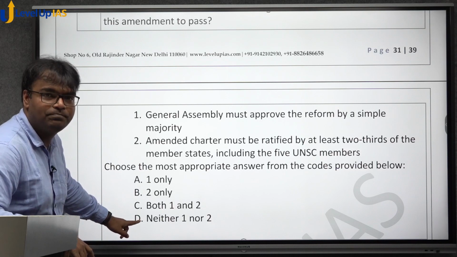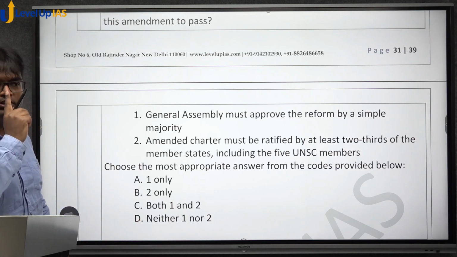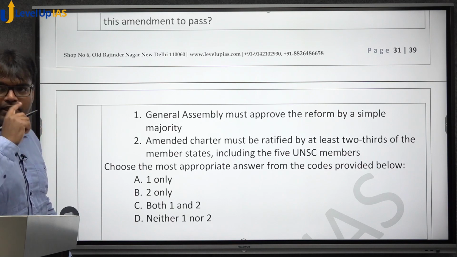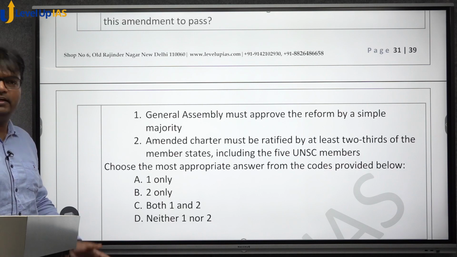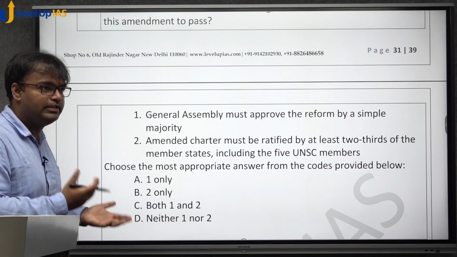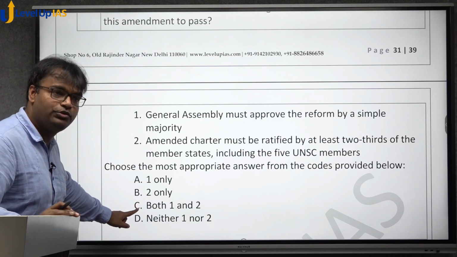Answer should be C. Okay, please remind me when I don't say the answer in the end, because some online students have this complaint that you interact with 3-4 students who are sitting in the class, and then we don't get to know the answer in the end. So please let me know when I don't say the answer. Here answer would be C, both 1 and 2, right?